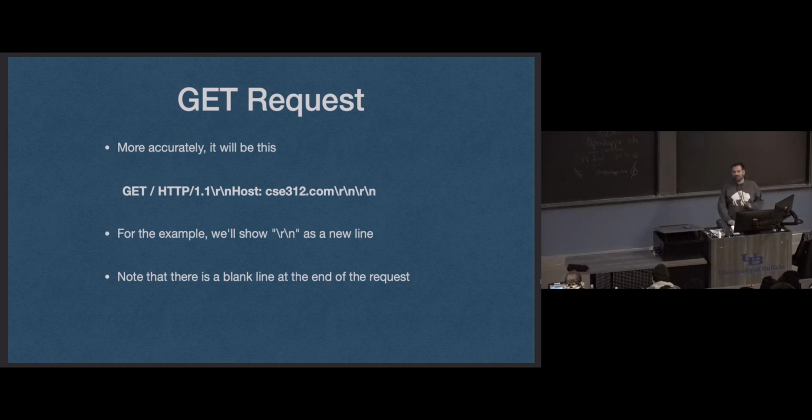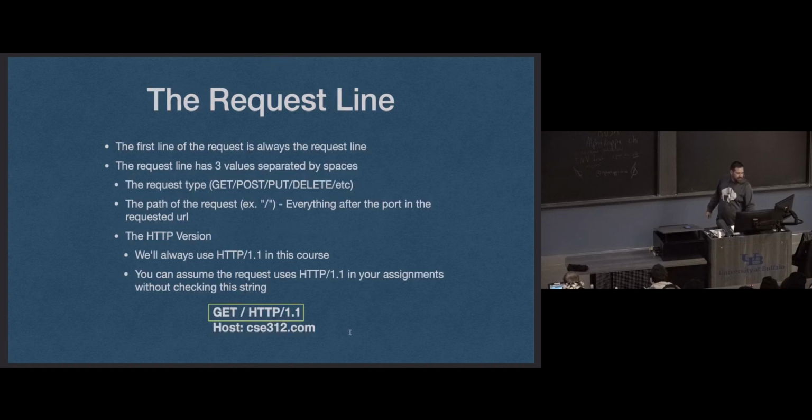That will be really important when you're doing the code. That's a common cause of a bug that we'll talk about. So there is a blank line at the end of the request. I'm going to show CRLFs just as new lines in the slides, just so it's visually better for us to see. But there is a blank line at the end. So there's a CRLF right here, and then a blank line right here with a CRLF right here. There's a blank line at the end of your GET request.